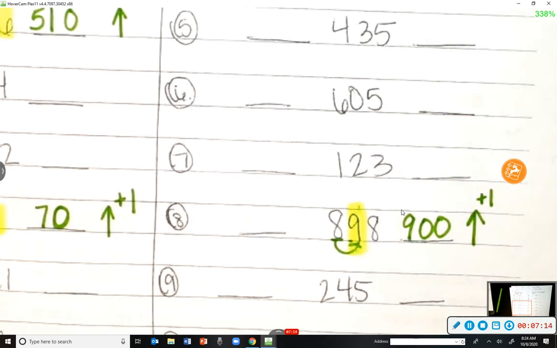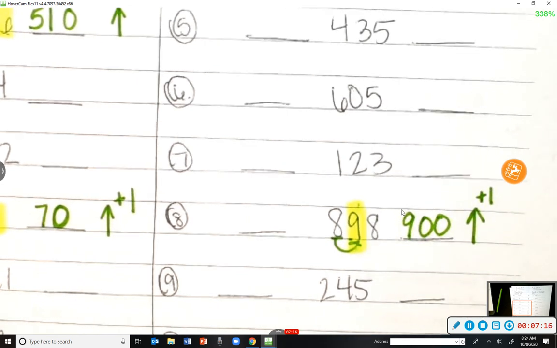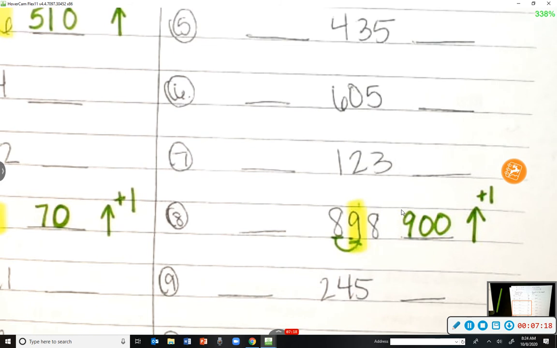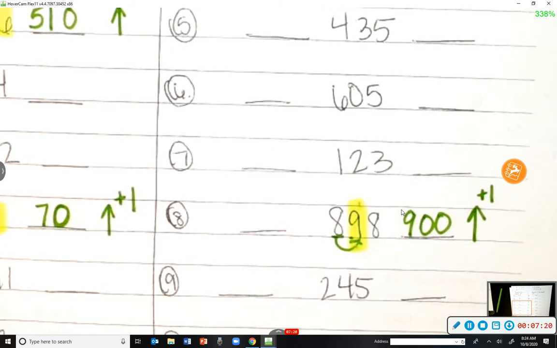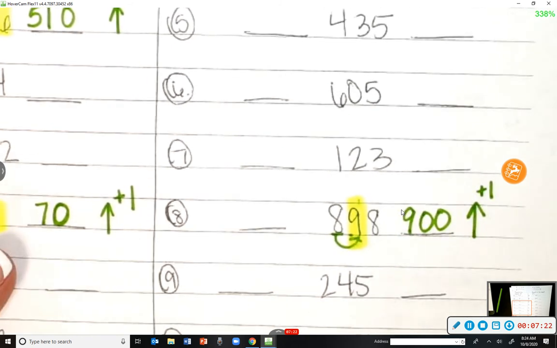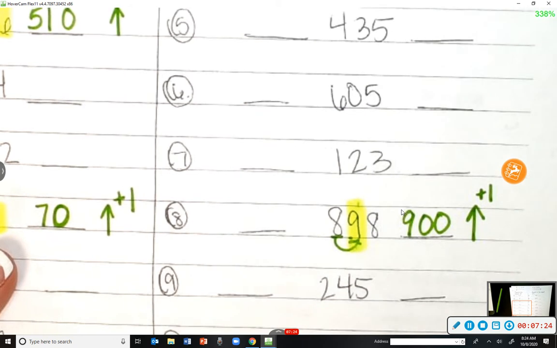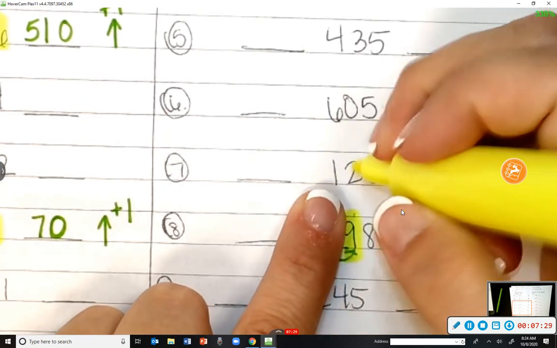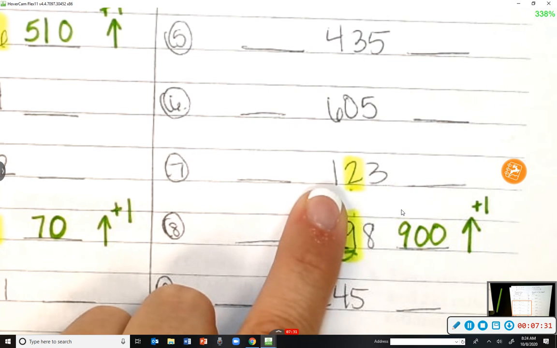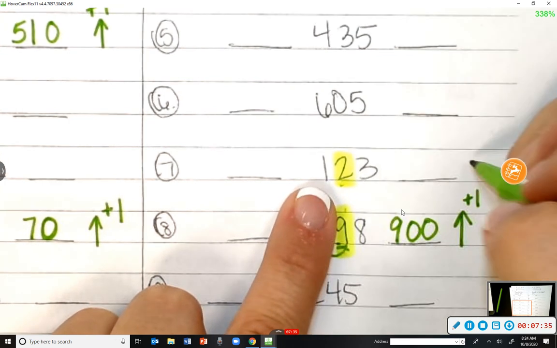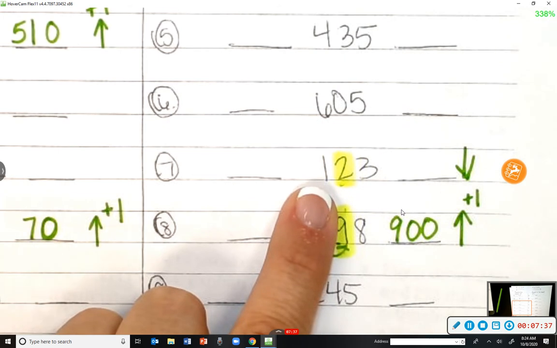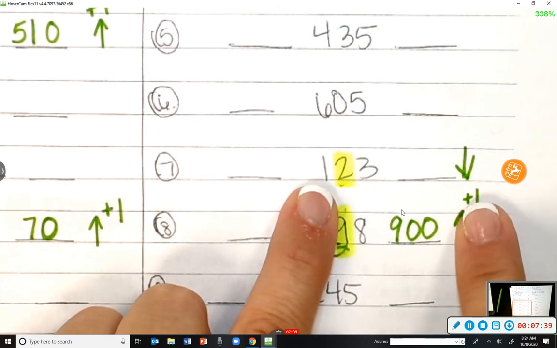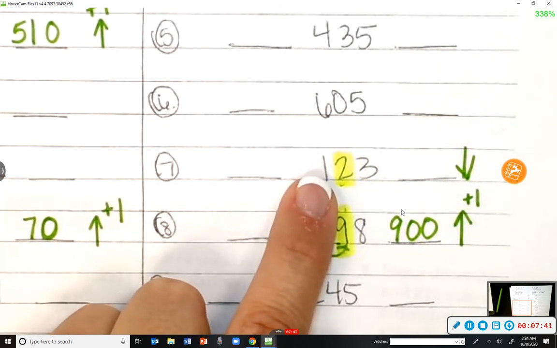Make sense? Do y'all like this way better than the other way? Yeah? Okay. What about rounding down? Let's look at the one right above it. Start at the hundreds place, look next door. It's a 2. So am I going to round up or down? Down. Okay? Now when we round down, this hundreds place stays the same.